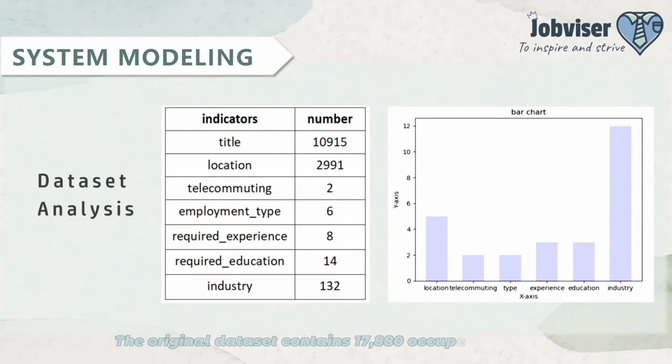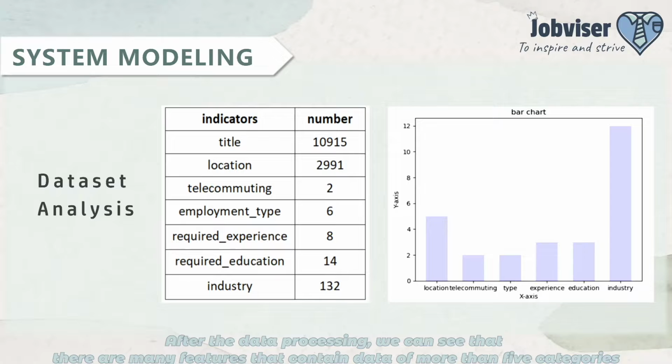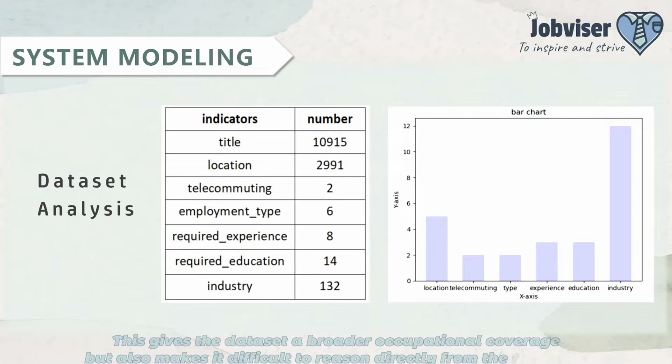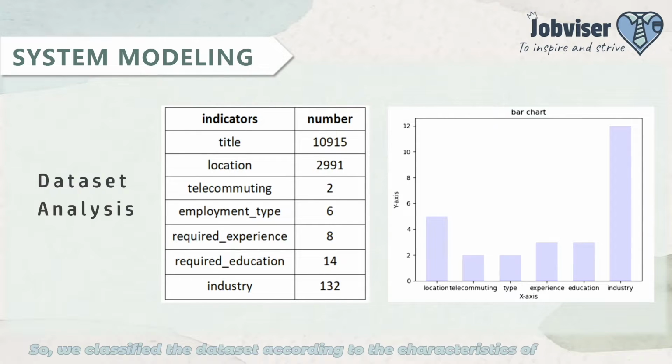reference. The original dataset contains 17,800 occupational data and describes the occupational information in multiple features. After the data processing, we can see that there are many features that contain data of more than 5 categories, and some even have thousands of categories. This gives the dataset a broader occupational coverage, but also makes it difficult to reason directly from the raw data. So, we classified the dataset according to the characteristics of each feature.